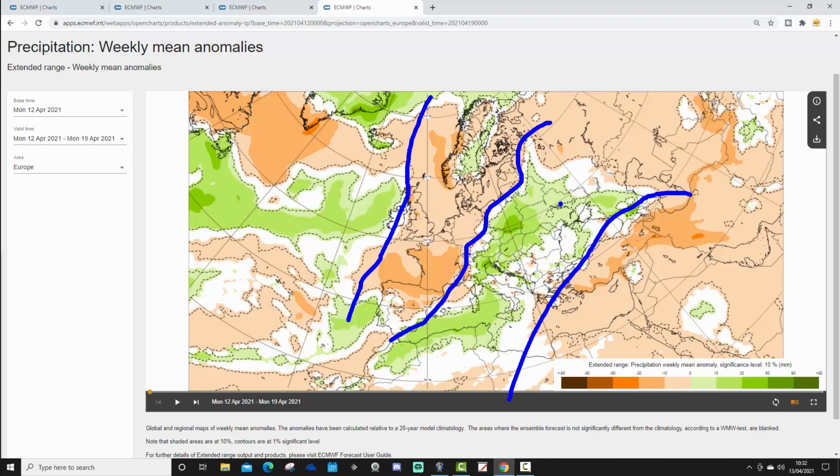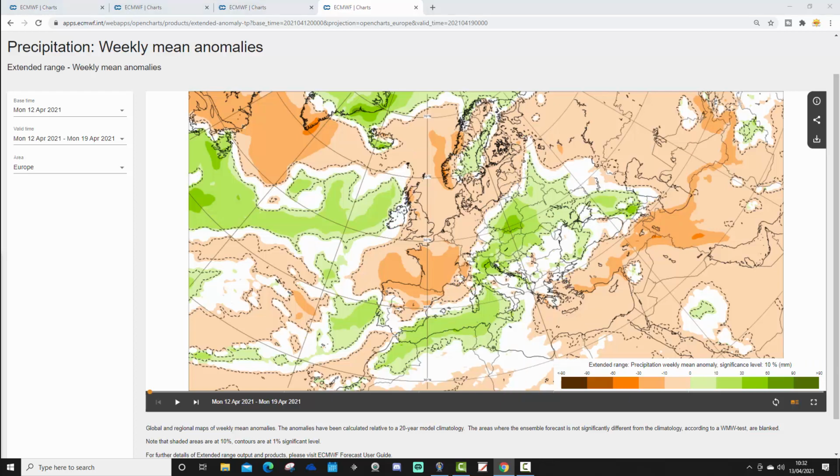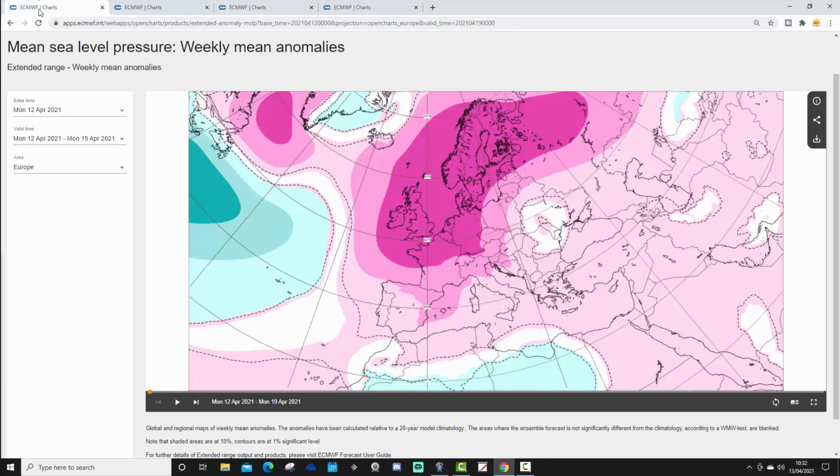In between, though, there is a wetter than average swathe, which is just here, starting from southwestern Russia and going down to North Africa. A swathe of wetter conditions through there under that trough of low pressure across the east of Europe. Right, that's week 1 done.